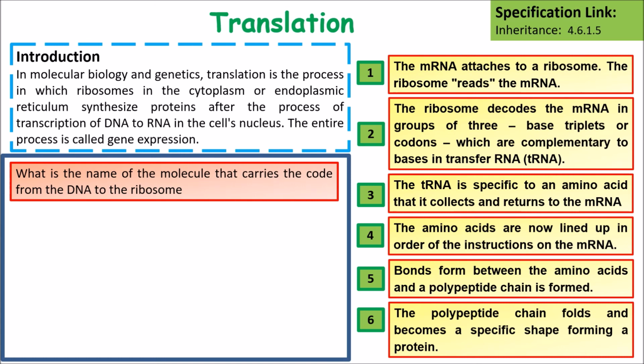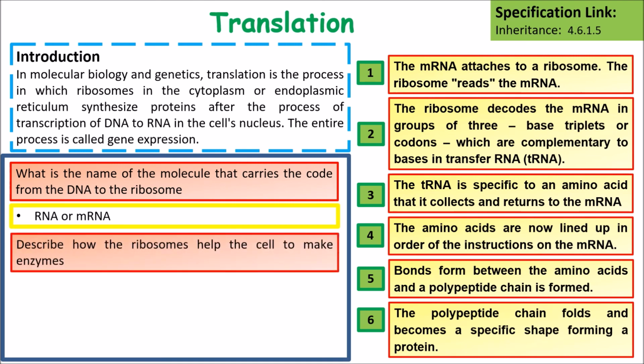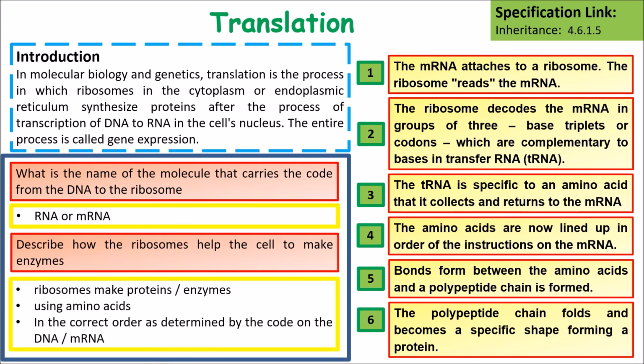So we just look at this. What is the name of the molecule that carries the code from the DNA to the ribosome, either RNA or messenger RNA? If we're describing how the ribosomes help the cell to make enzymes, remember enzymes are proteins, so the ribosomes make the proteins using amino acids in the correct order as determined by the messenger RNA, which has been made using the code on DNA.